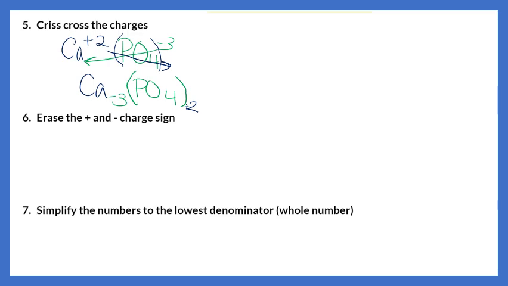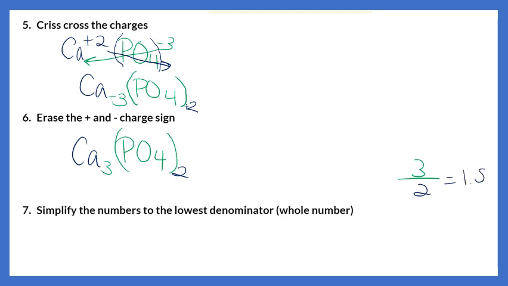Step 6 says to erase the plus and minus sign. So we have Ca3, PO4 with the 2. And then simplify the numbers to the lowest denominator. Well, 3 divided by 2, it's like 1.5. So that is not a whole number. Okay, so we're going to just keep them as they are.